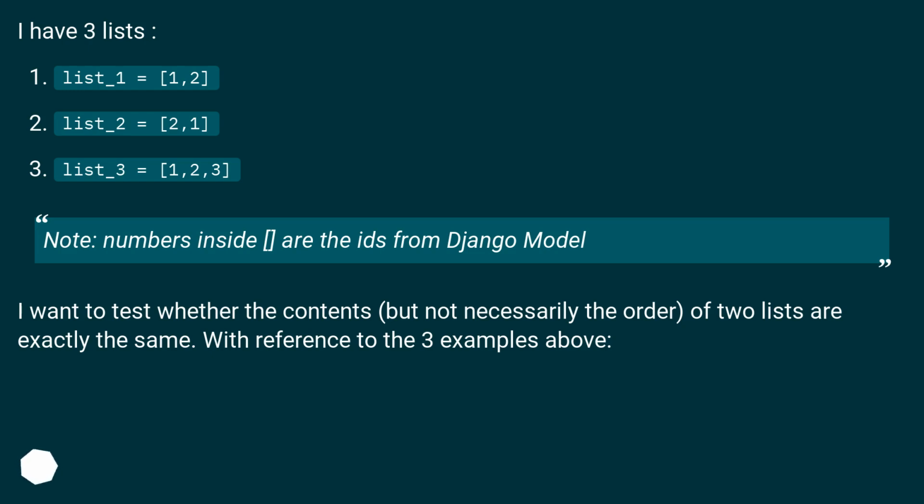I have three lists. list_1 equals [1, 2], list_2 equals [2, 1], list_3 equals [1, 2, 3]. Note, numbers inside are the ids from Django model. I want to test whether the contents, but not necessarily the order, of two lists are exactly the same. With reference to the three examples above.